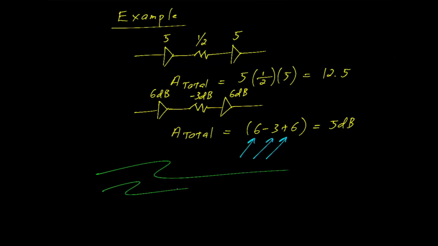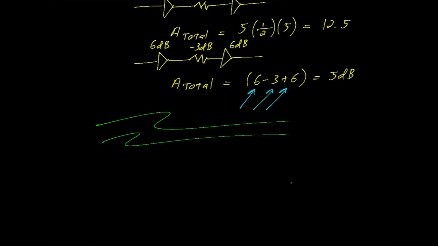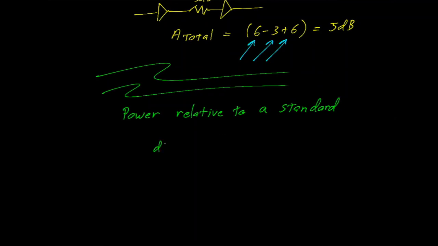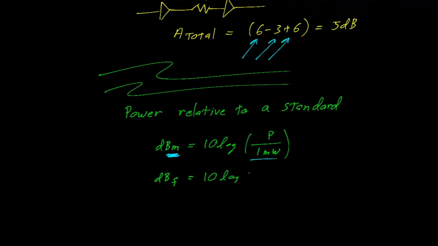On a closely related note, we talked about power relative to a standard. A common measurement is dBm, which is defined as 10 log of the power divided by 1 milliwatt. And that's power relative to a milliwatt. Of course, we're not restricted to dBm. We could even talk about something like dB femtowatts, in which case it would be 10 log base 10 of our power divided by 1 times 10 to the negative 15.